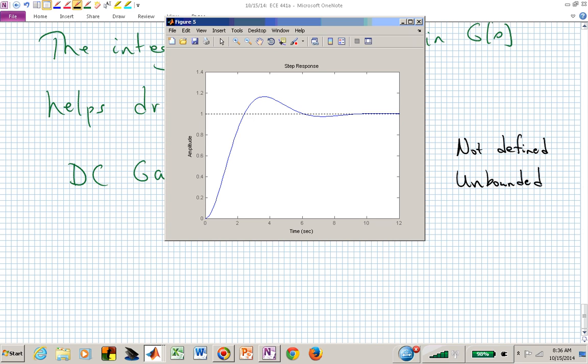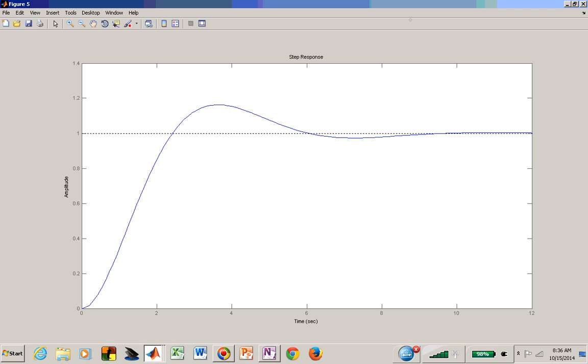type 1 system. Type 1 meaning it has one pure integrator, one pole at the origin. What's the transient of this system? What's the settling time? You remember last time it was 8, wasn't it? That looks about right. What's the percent overshoot? Yeah, maybe a little less than 20%. That's close enough for back of the envelope.